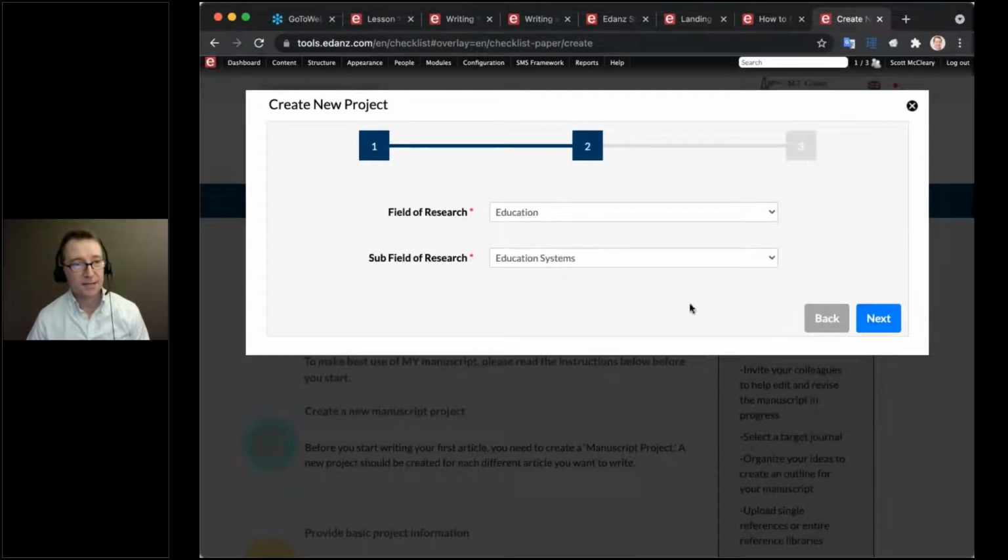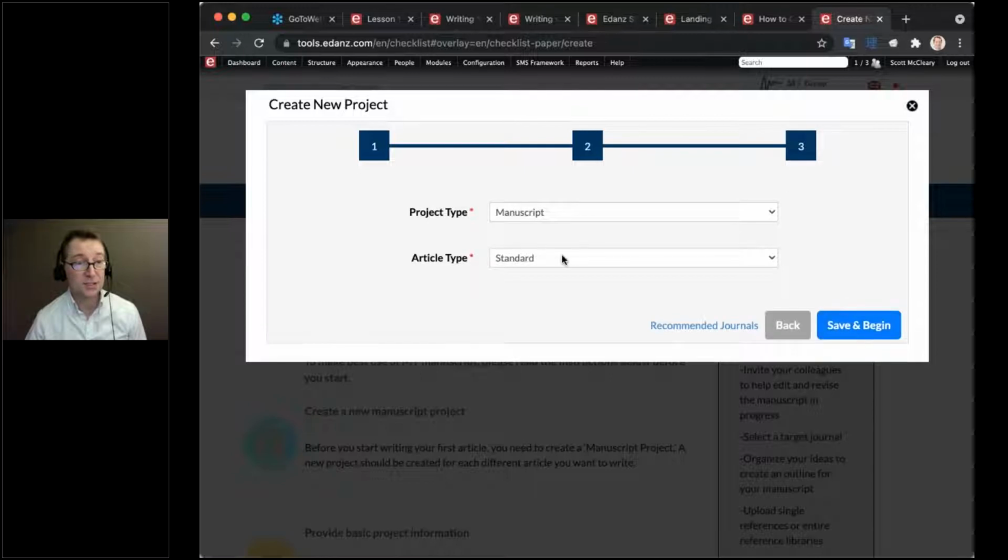And I'm going to click Next. And again, my field is education. So there are other fields you can select from as well, and lots of subfields as well. So from education, my particular field is technology and pedagogy. So I'll choose that. And I'm going to just select the standard article type.